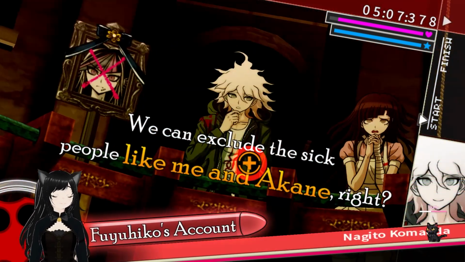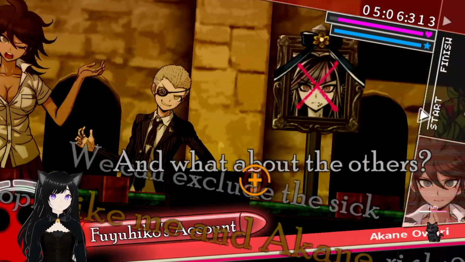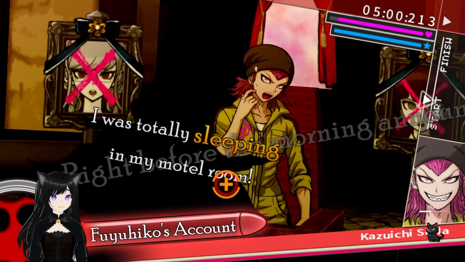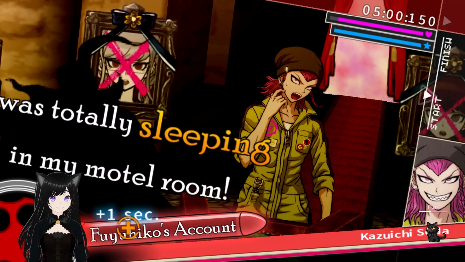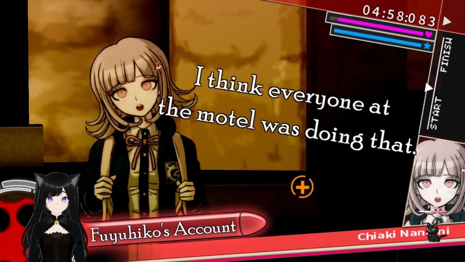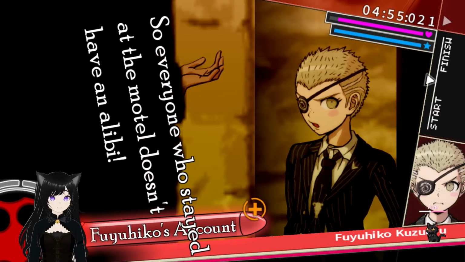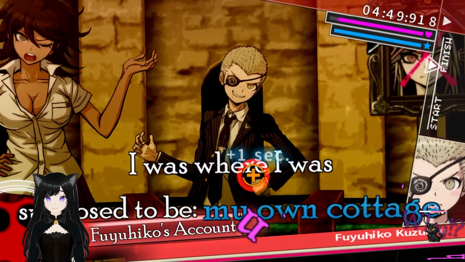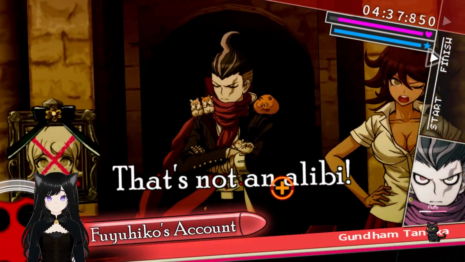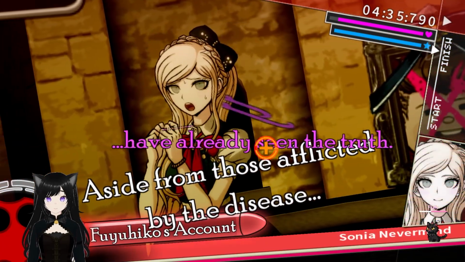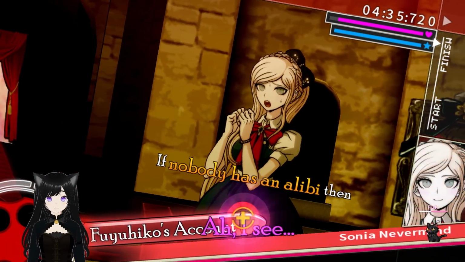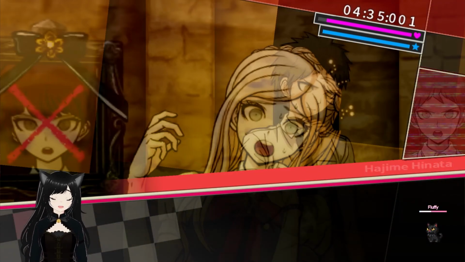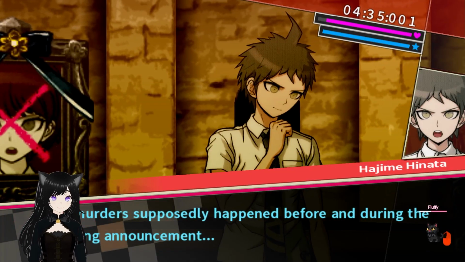So that's not the statement. We can exclude the sick people like me and Akane, right? And what about the others? Which one do we need to counter? I'm also trying to look to see if there's any statements we can grab and counter something else. But so far, unless everyone who stayed at the motel doesn't have an alibi... What about you guys? Maybe the monitor footage. I was where I was supposed to be, my own cottage. That's not an alibi. Aside from those afflicted by the disease, if nobody has an alibi, then Operation Destroy the Weakest Alibi has failed. Okay, so maybe we have to grab that last one.